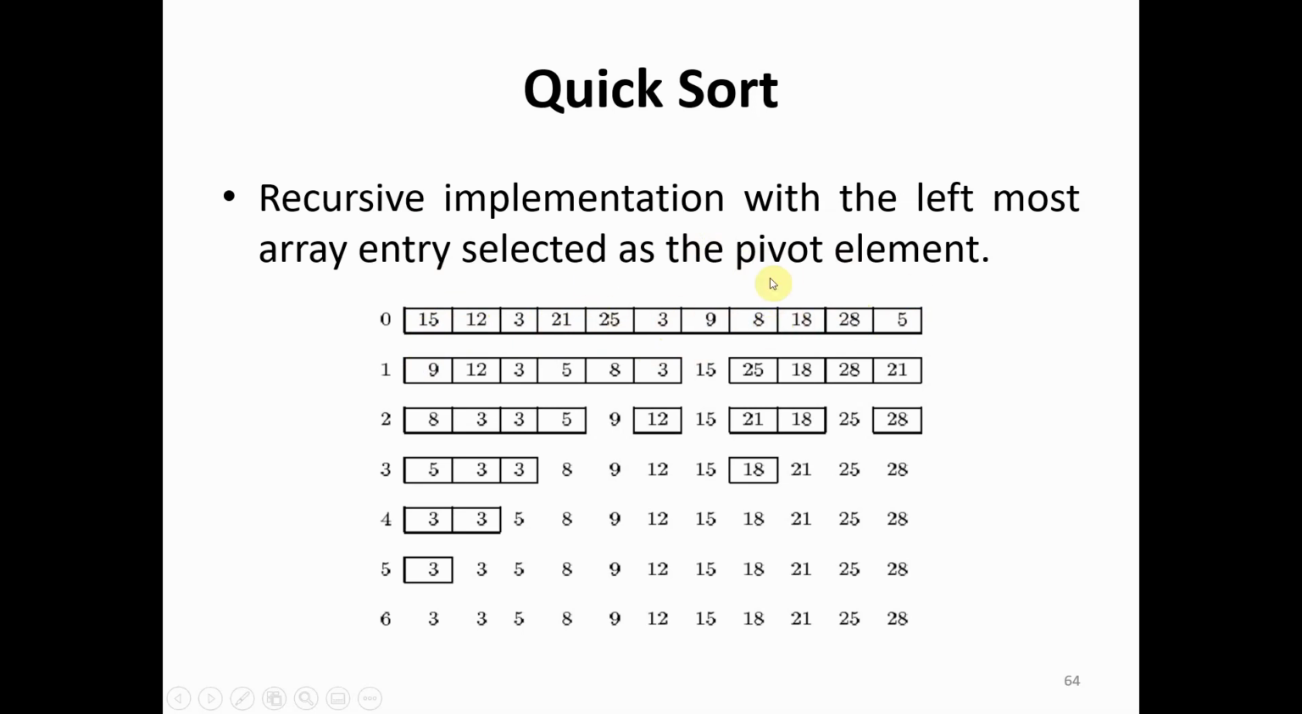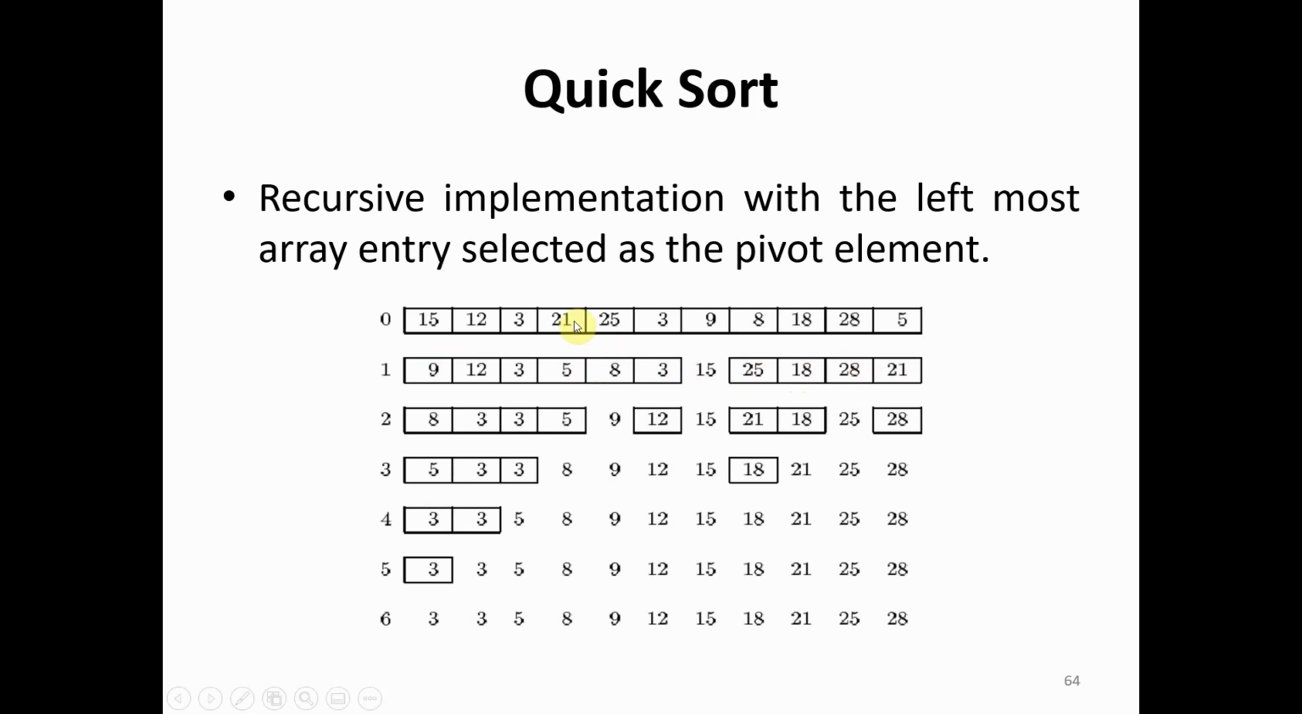So here, all the swappings happen between the elements, and then 15 is going to be placed in the right place. You see, finally we swapped 15 and 9. Okay, so that's what we did. If you look at this, all the elements smaller than 15 are on the left side. All the elements larger than 15 are on the right side.